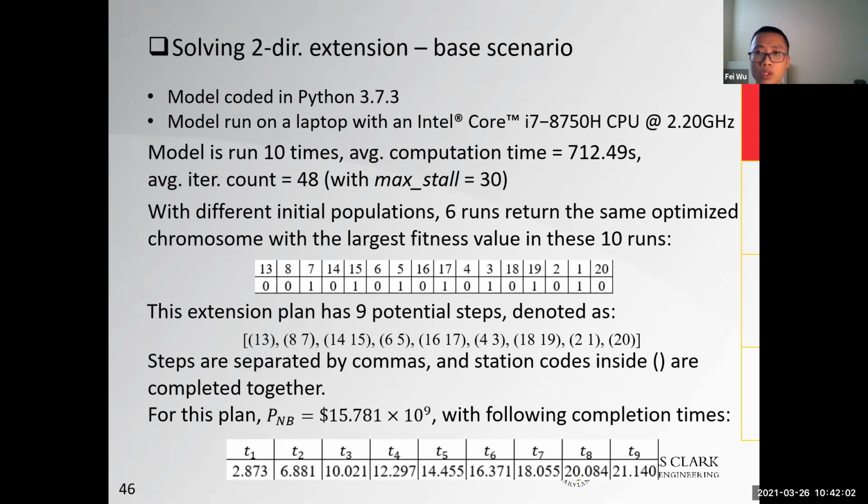When we are using the genetic algorithm, we have the following computation time, and the optimized extension plans are listed. As you can see, we have the chromosome, and we denote this chromosome as the extension plan with 9 potential steps. For these steps, we also have the completion times, and the resulting total net present value.